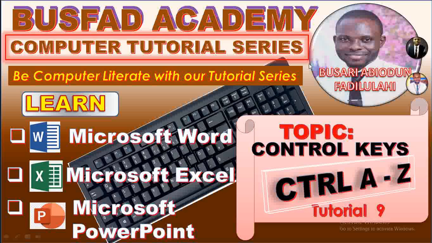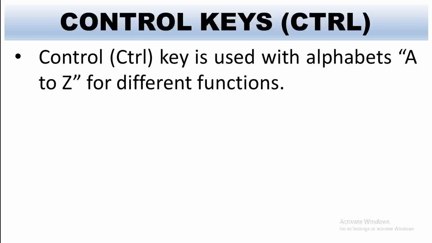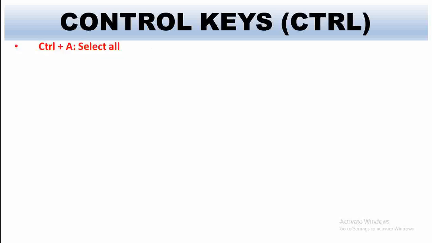In this tutorial, I will be discussing the control keys, that is Ctrl A down to Ctrl Z. The Control key is used with alphabet A to Z for different functions. We are going to start from the first one, which is Ctrl A. Ctrl A means select all or highlight all.